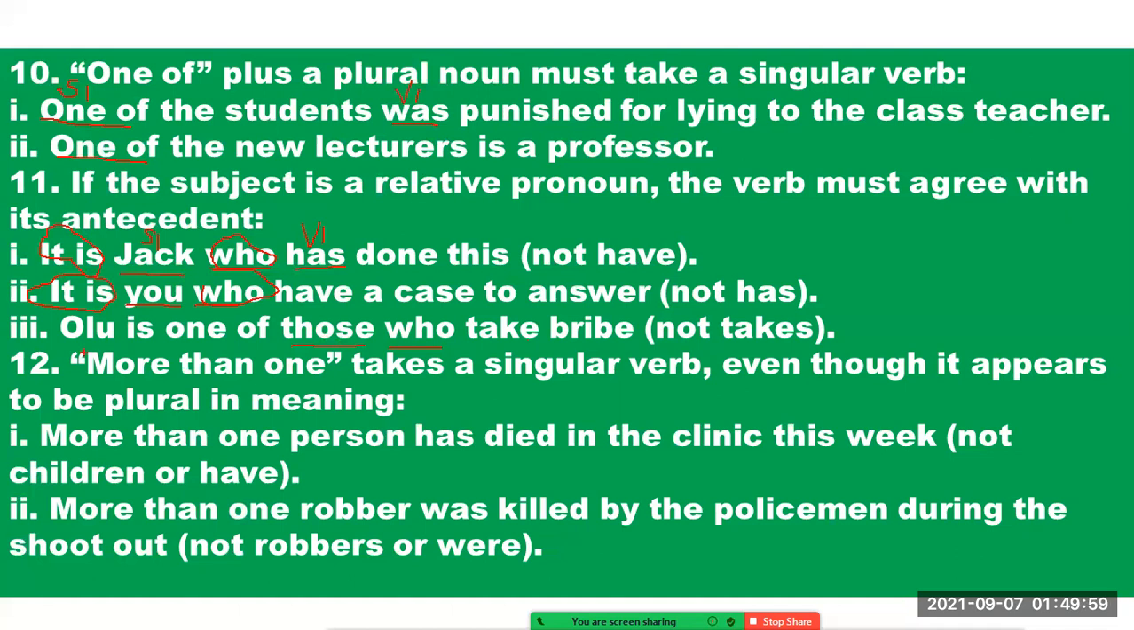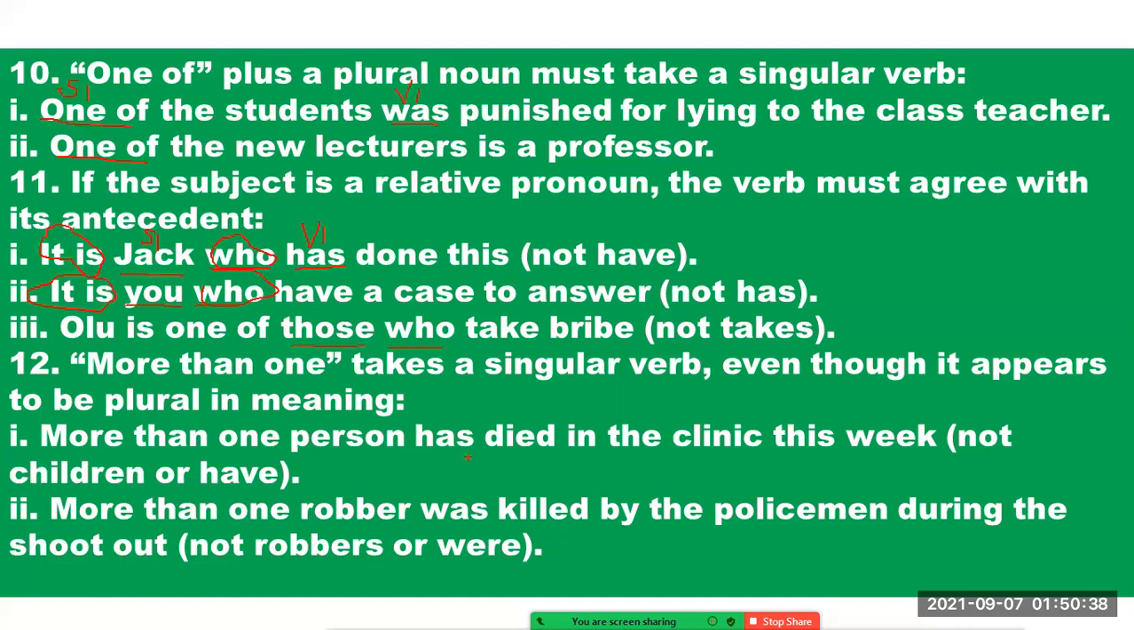Now, number 12: more than one. When you find the expression "more than one," it takes a singular verb, even though it appears to be plural in meaning. When you look at it, it appears to be plural, but this is, of course, one of the arbitrary characteristics of English as a language. More than one takes a singular verb. Let's look at the examples.